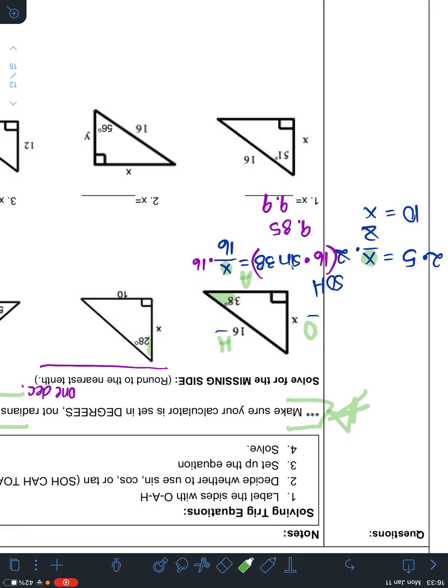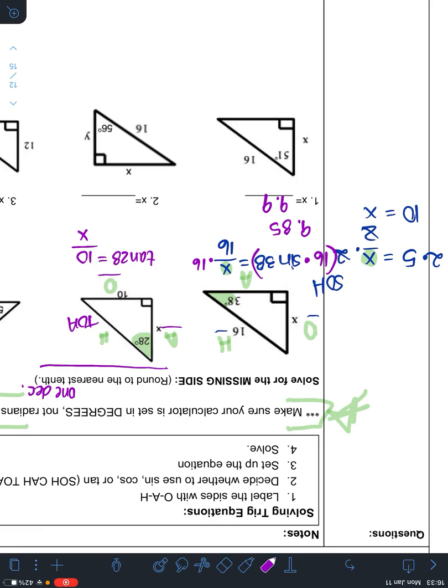Okay, so let's look at the next problem, number 2. We've got our angle is 28. Based on this angle, 10 is opposite and x is adjacent. We don't have anything on our hypotenuse. So which one uses O and A? That would be TOA or tangent. So you set it up. The tangent of the angle is equal to the opposite side divided by the adjacent side.